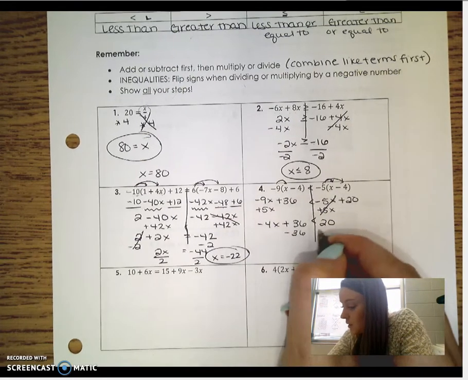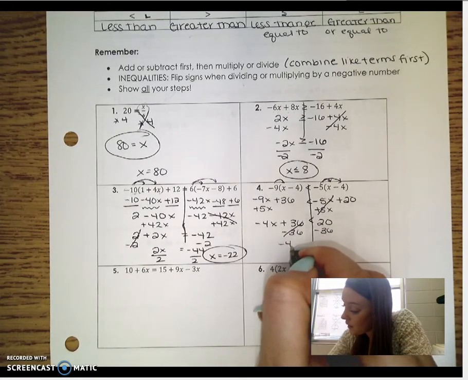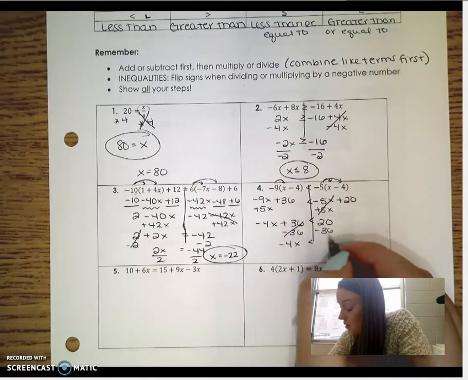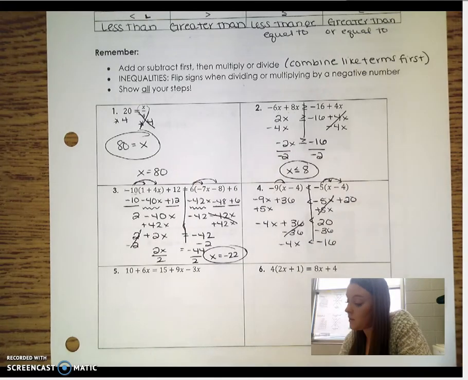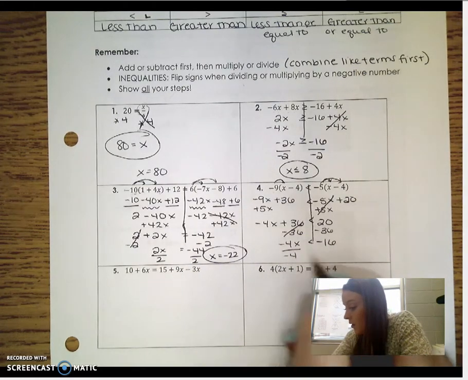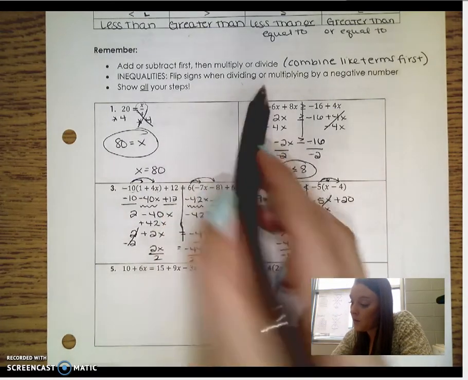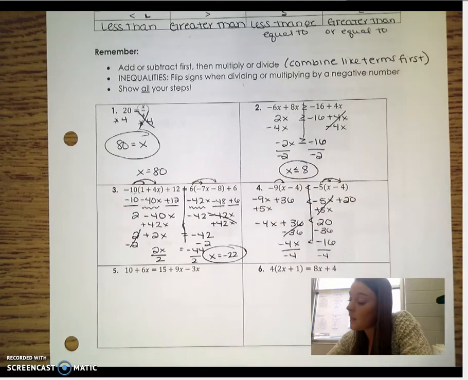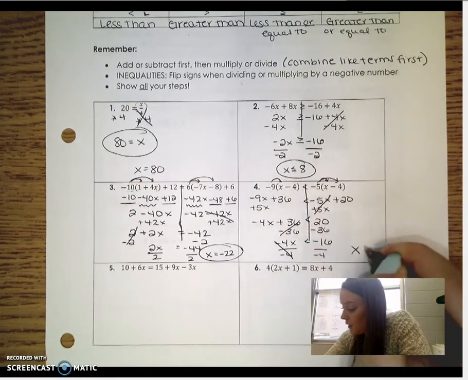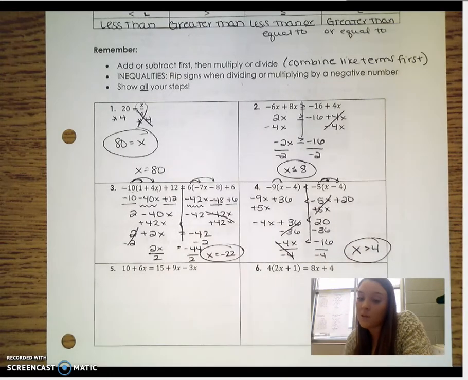Subtract 36, subtract 36. That cancels out the 36 on the left. And I get negative 4x is less than 20 minus 36, which is negative 16. Once I just have all my variables on one side, all my numbers on the other, I'm going to divide out my coefficient, which is negative 4. Because I'm dividing by a negative, I have to flip my sign. So this less than sign becomes a greater than sign. So I get x is greater than 4. Negative 16 divided by negative 4 is positive 4.